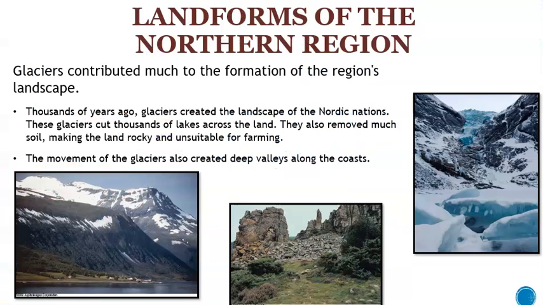It's important to note that glaciers contributed much to the formation of the region's landscape. Thousands of years ago, glaciers created the landscape of the Nordic nations. These glaciers cut thousands of lakes across the land. They also removed much soil, making the land rocky and unsuitable for farming. The movement of the glaciers also created deep valleys along the coasts.